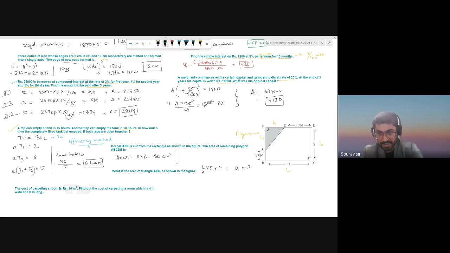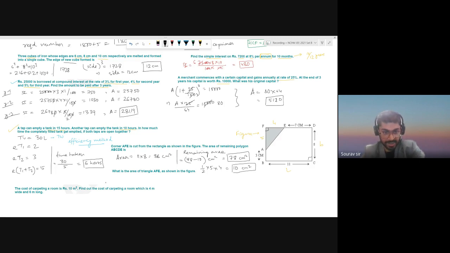After cutting the triangle, remaining area, so this would be 88 minus 10, 78. That is the answer here, and that is the answer here.